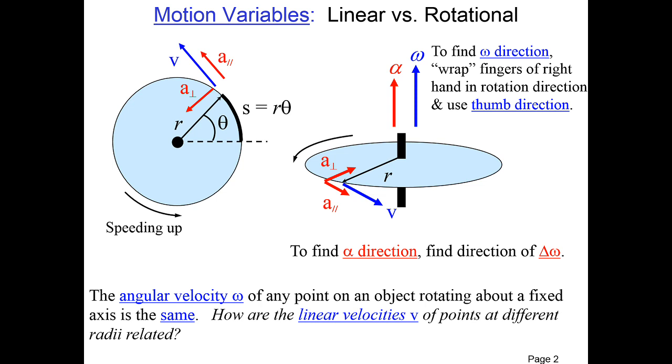You take your right hand and wrap your fingers around the axis of rotation so that your fingers are pointing in the direction of the rotation. Once you've done that, your thumb is pointing in the direction of the angular velocity vector.